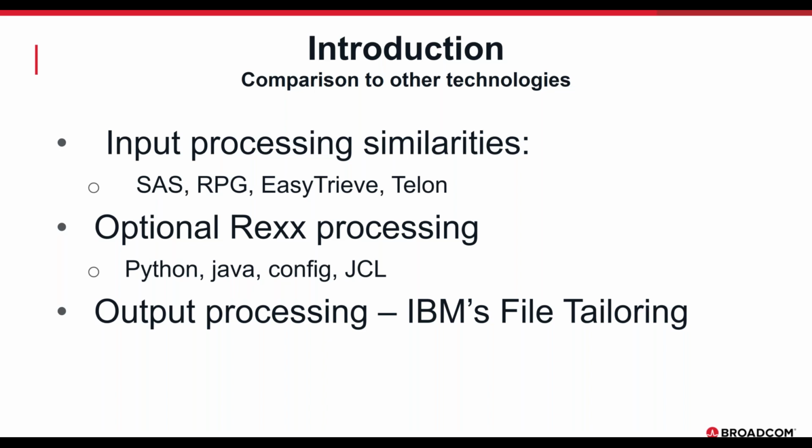The other comparison that we're making here, if you're familiar with IBM's file tailoring, where you use what IBM calls a skeleton. A skeleton is like a painted output. Table Tool has something very similar to that. We call it a model. And as we go through the examples, hopefully you'll see the similarities.